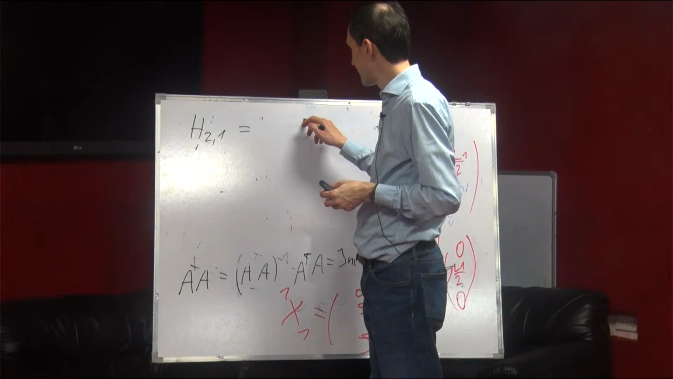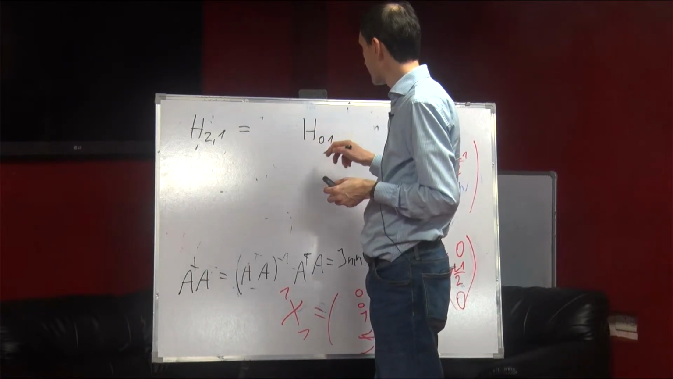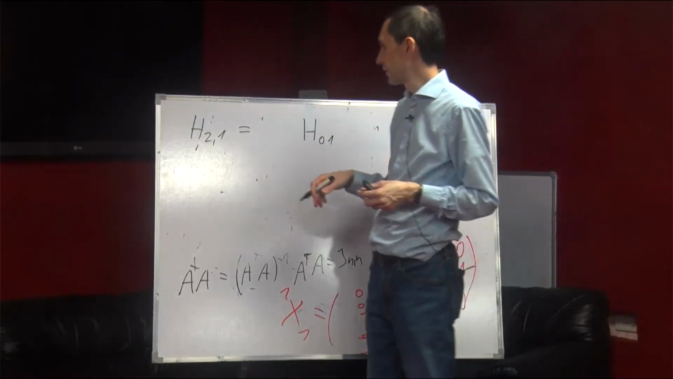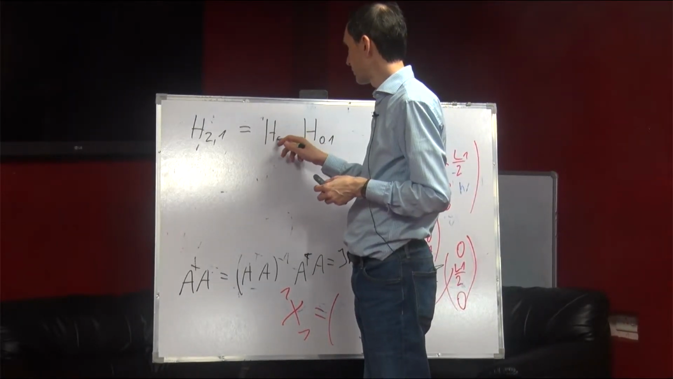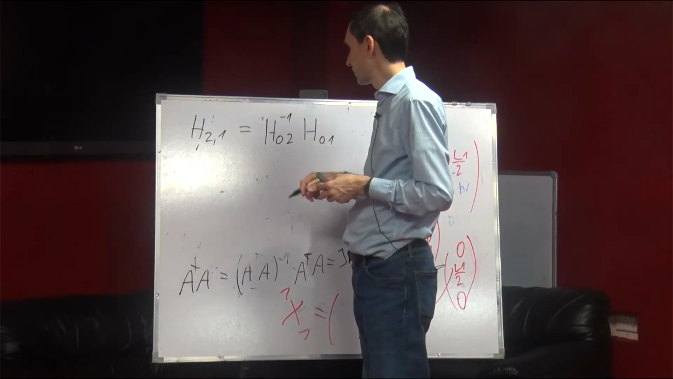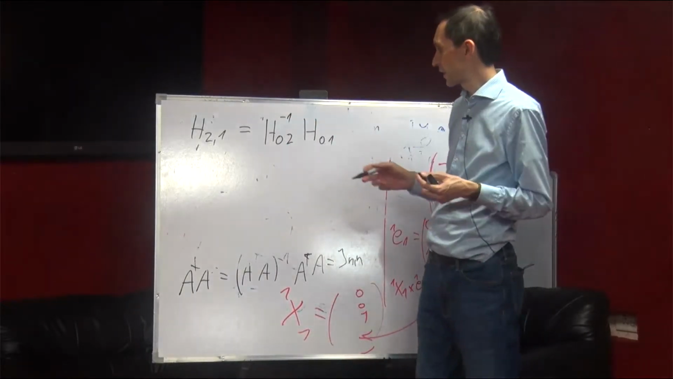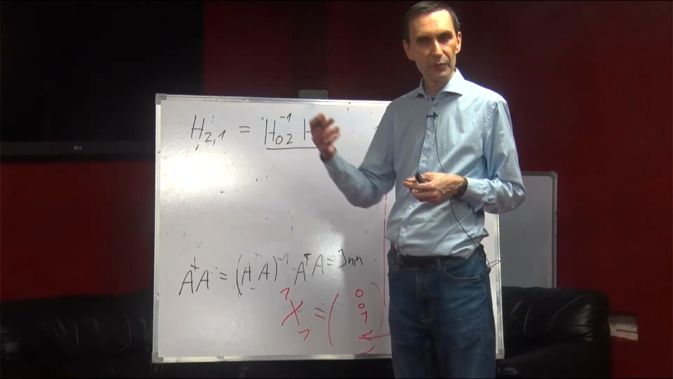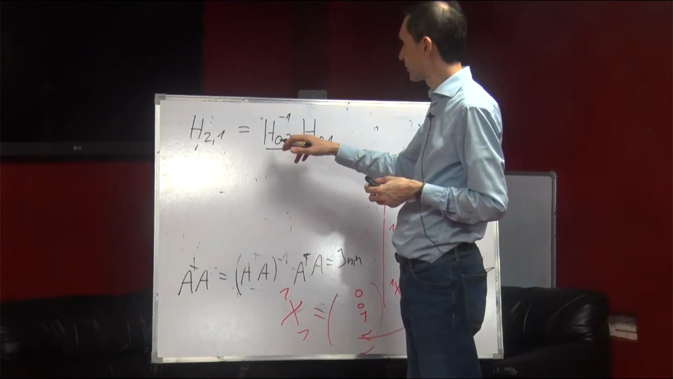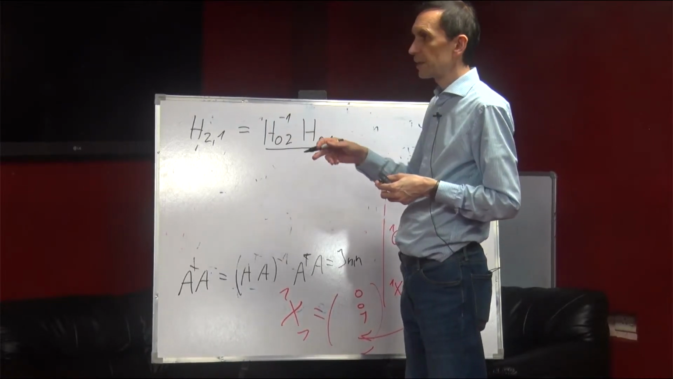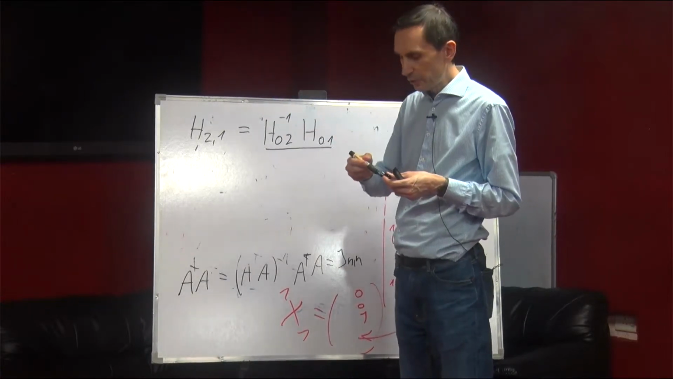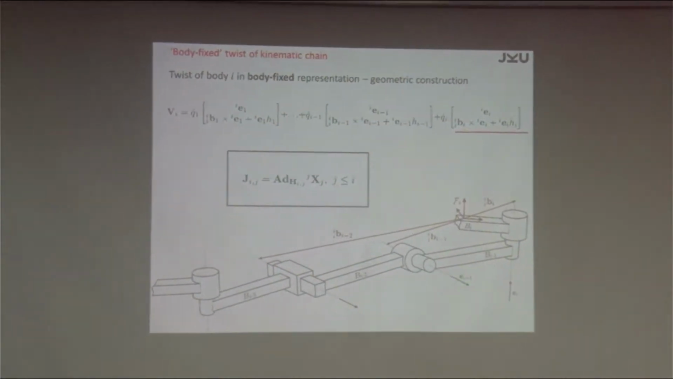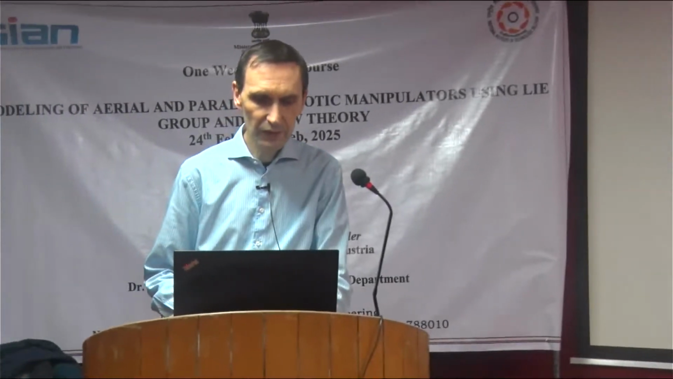So you go from 1 to the ground with H01. And then you go backward from the ground to body 2 with the inverse of that one. And that's it. This one we know, because this is what we get from the product of exponentials. This is what we did before. So we just have to compute the inverse of this times this, and then plug it into this adjoint. Of course, we have this implemented. We have code for this. And what comes out is exactly this.